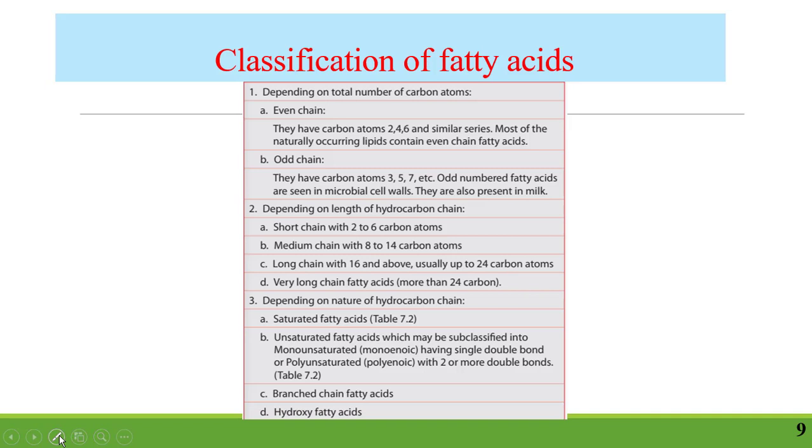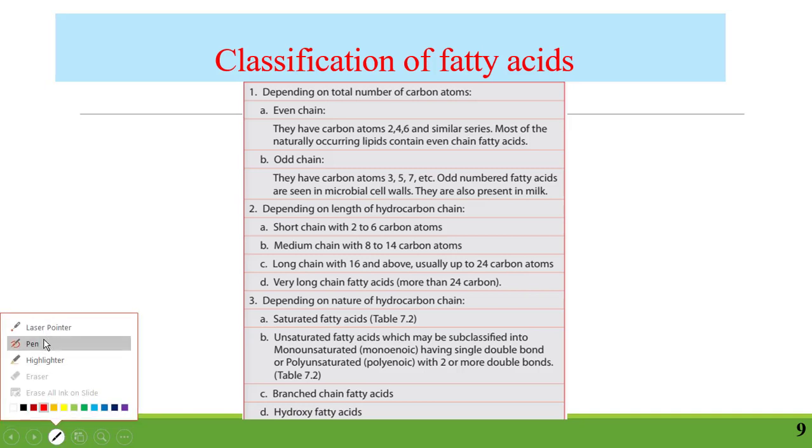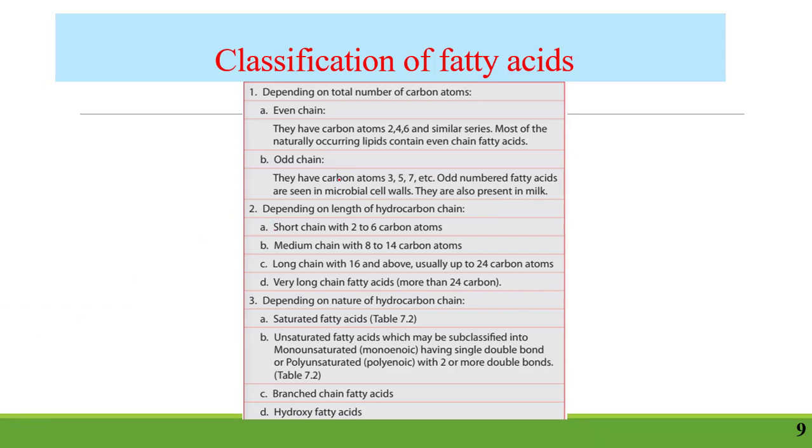About the classification of fatty acids, we have different classifications, including depending on the total number of carbon atoms, even chain or odd chain. Even chain fatty acids have carbon atoms 2, 4, 6, and similar series. Most of the naturally occurring lipids contain even chain fatty acids. But odd chain have carbon atoms 3, 5, 7, etc. Odd numbered fatty acids are seen in microbial cell walls. They are also present in milk.